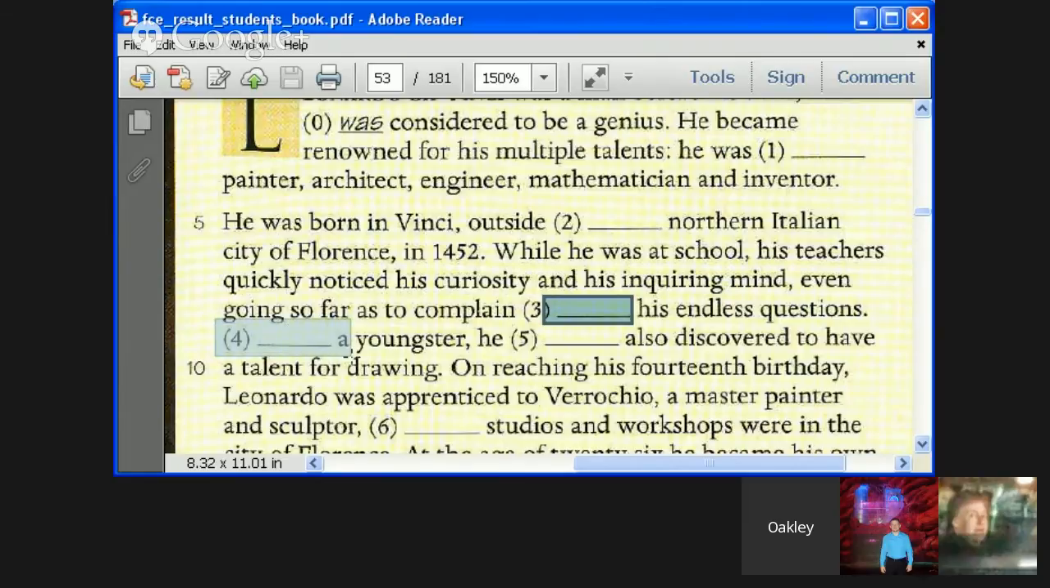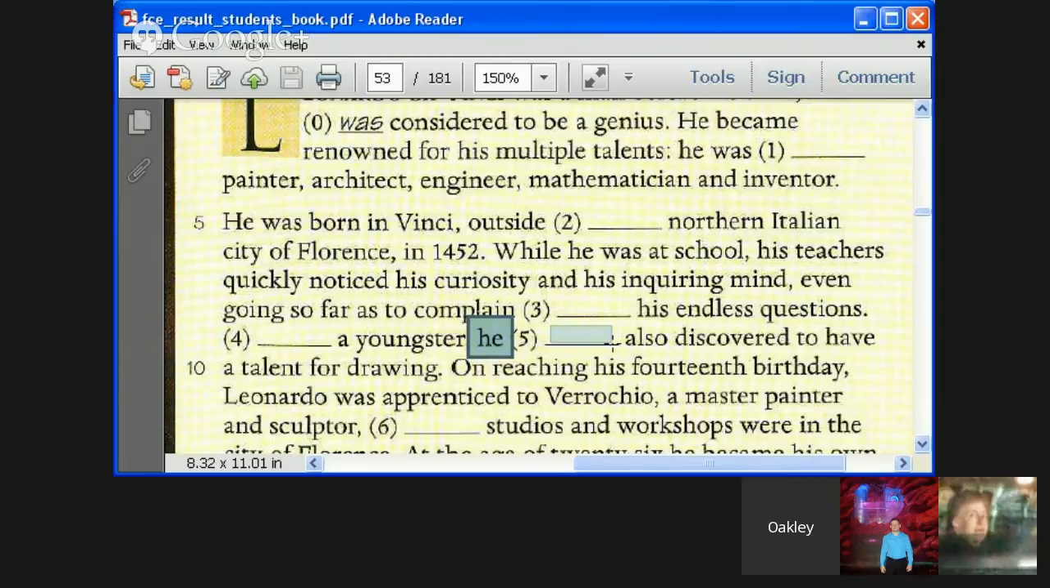Okay, Ken, number 4, starting with a blank. As a youngster. Yeah, I can't even imagine anything else that you would imagine would go there. All right. Okay, well, that was easy and quick. All right, we'll come back to you in just a second, Ken. Alexei? He was also discovered to have a talent for drawing.